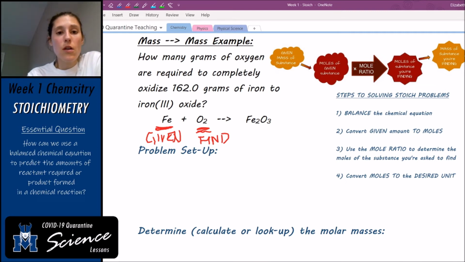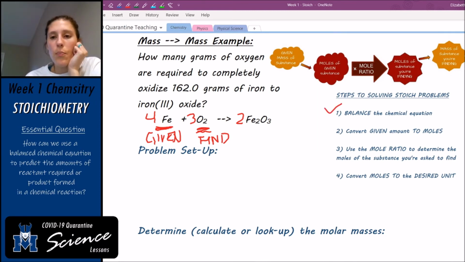I need to balance the equation. Again, if you need to review balancing equations, that's something that I'm assuming you do know how to do. So let's go ahead and add those coefficients in there. When you balance this equation, you get a 4 in front of the Fe. You'll want a 3 in front of your O2, and you want a 2 in front of your iron 3 oxide. Okay, so we're done with this.